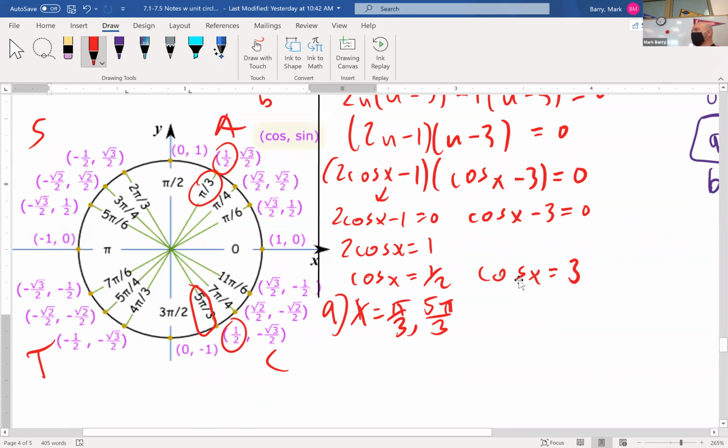Okay, next up, where does cosine x equal 3? So where is the x value of 3 on the unit circle? Never. Cosine x never equals 3. Why not? Well, if you look at this spot right here on the far right of the unit circle, that's actually the biggest that cosine ever gets, and it's 1. This on the far left is the smallest cosine ever gets, and it's -1. So cosine x is always in between -1 and 1. So if you get something outside of that, it's impossible, okay?